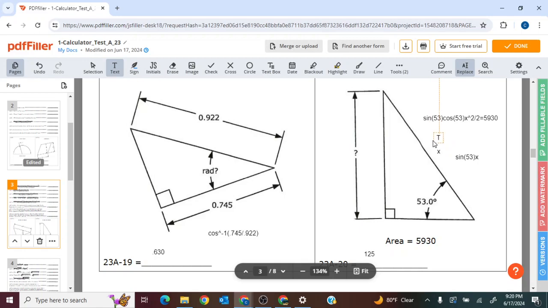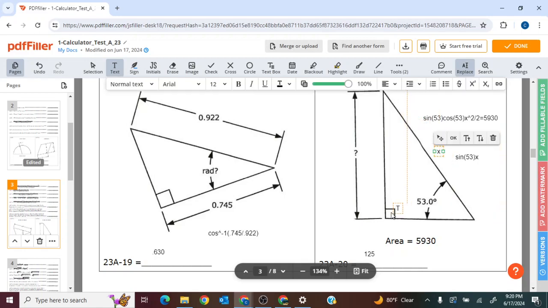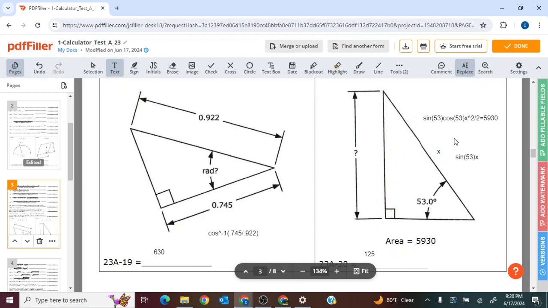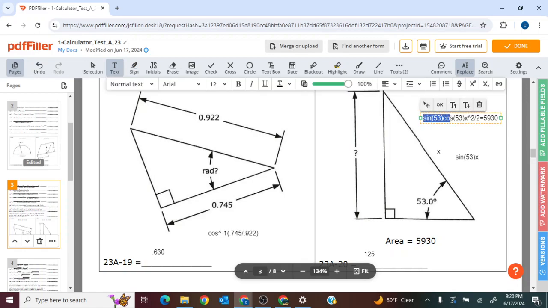Okay, 20. Personally, when I'm solving these problems, I like to solve for this hypotenuse value instead of this value right here because it makes things easier with more easy to understand trigonometric functions. But basically, the area of the triangle is the length times the width over 2. So that means the length is sine of 53 times x, and the width is cosine of 53 times x. So you can see there, sine of 53, cosine of 53, x squared over 2 because it's a triangle, and you get 5,930. Then you simply have to multiply x by sine of 53 to get 125.